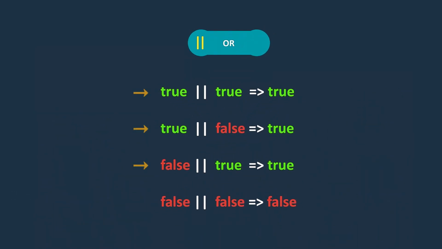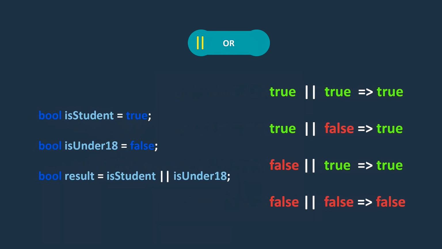Okay, the OR operator returns true if at least one of the conditions is true, and false otherwise. You should know that in the OR operator, only if both conditions were false, the value of the result would be false. But in three other cases, the result would be true. For example, here, since the first condition is true, the value of the result would be true.